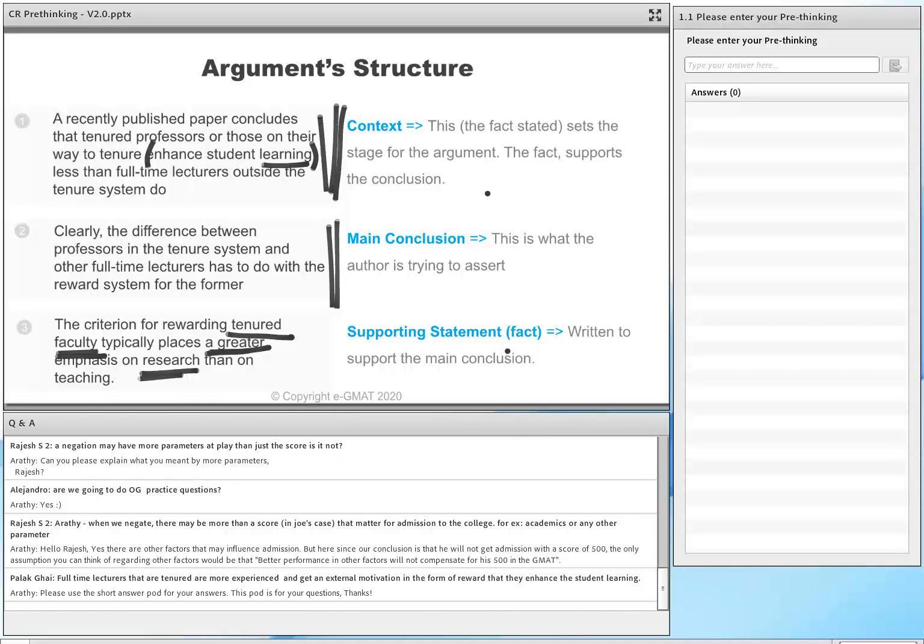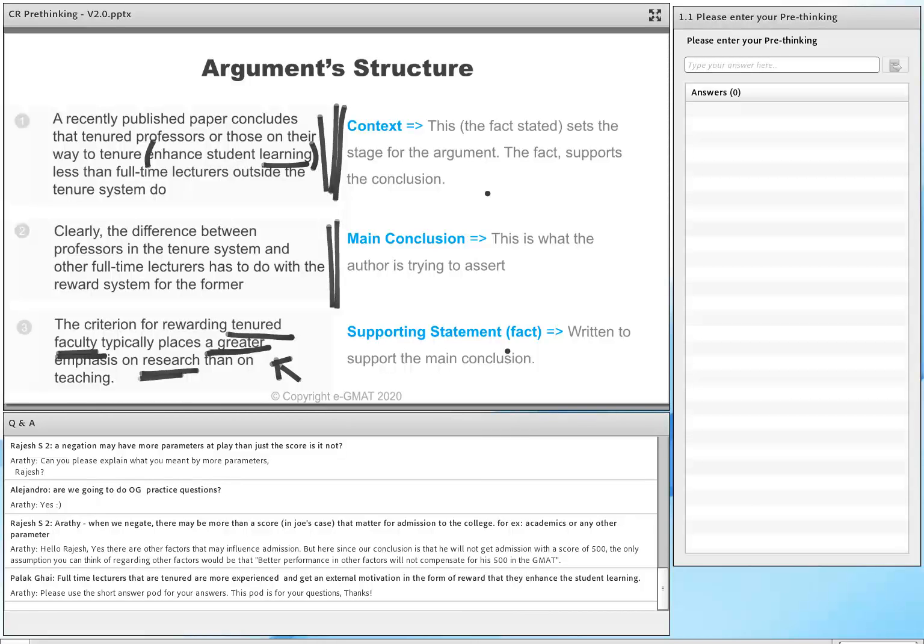So whenever you see a comparative word, always go into hyper visualization mode. Greater is a comparative word. You say greater emphasis on research, just make up numbers. Greater has to be more than 50%. So just say 70% on research and 30% on teaching.